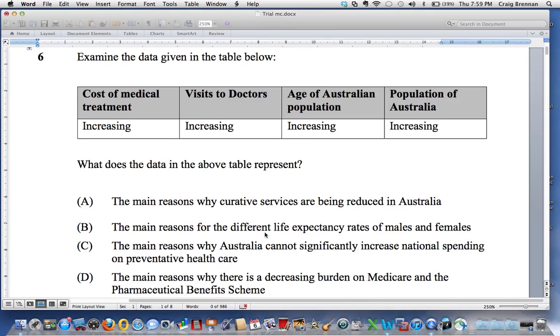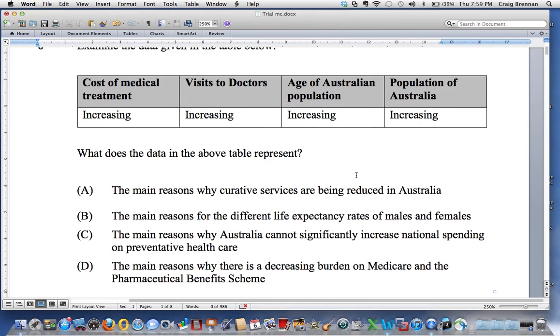Question 6 of the multiple choice asks students to examine the data given in the table below. So we've got cost of medical treatment increasing, visits to doctors increasing, age of Australian population increasing, population of Australia also increasing. What does the data in the above table represent? So what we're looking at here is all these things are increasing. So what's the data trying to tell us?